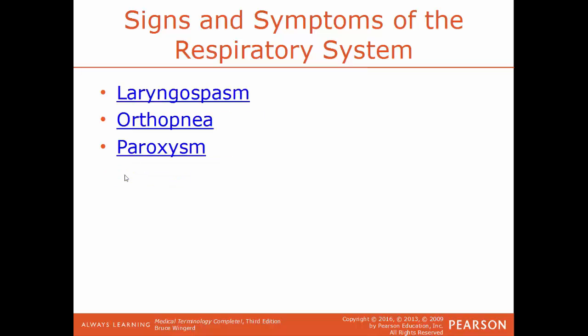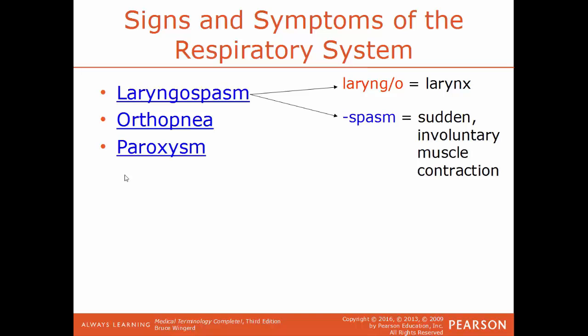Laryngospasm, we're going to break that term down. Laryngo refers to the larynx, or the voice box, and spasm, the sudden involuntary muscle contraction. This is a spasm or a muscle contraction of the larynx, of the voice box. Orthopnea is another term for dyspnea, or shortness of breath. This occurs when the person is laying flat on their back. So in order to be comfortable, they need to be propped up, either sitting in a chair or sitting up in bed.